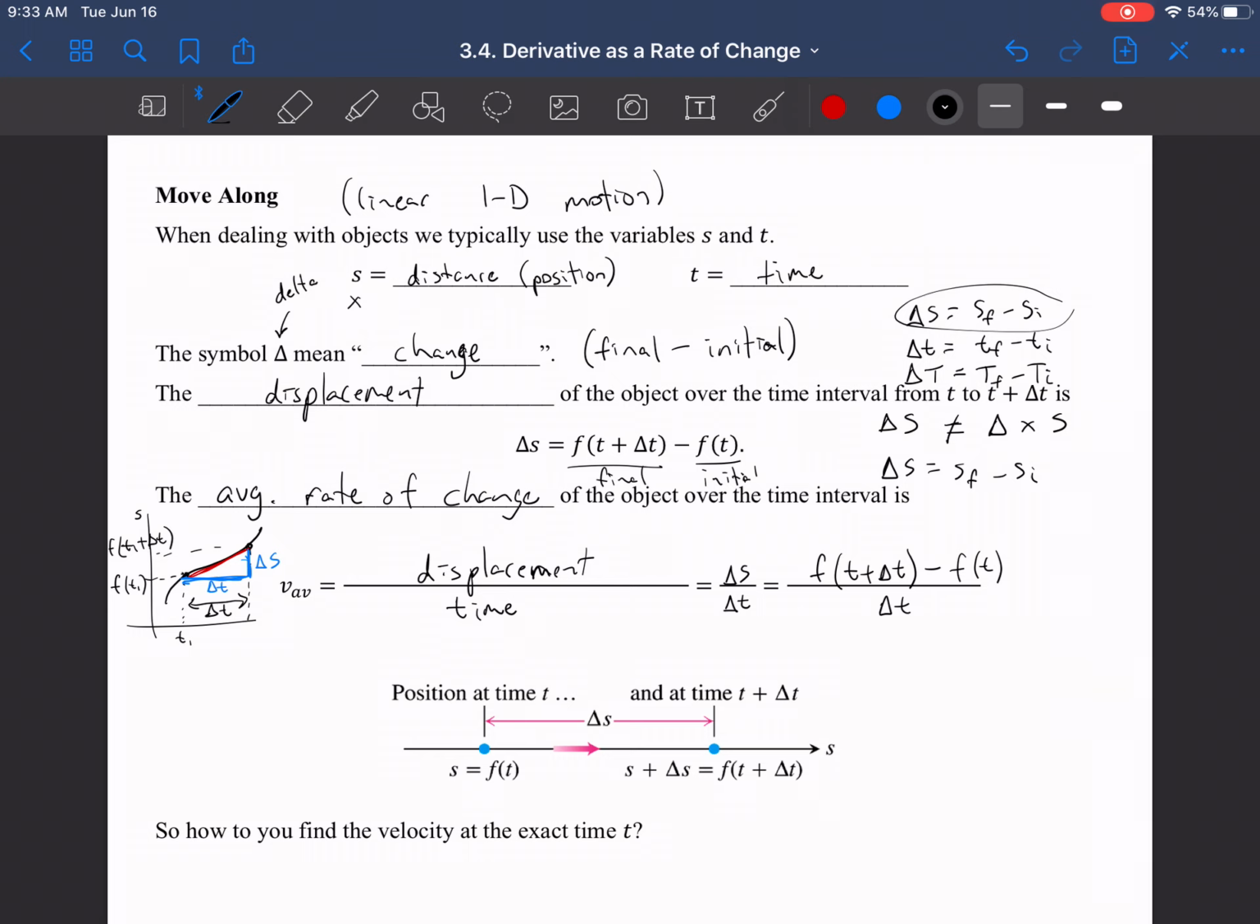See, we want to get into that. What is the actual speed at a certain moment? Like how fast were you driving, if you were driving to the store, how fast were you driving exactly 3 minutes and 5 seconds into your trip, kind of a thing. And that's where we're going to want to do this. We're going to want to let delta t go to 0. So we're going to take that limit, let delta t go to 0.